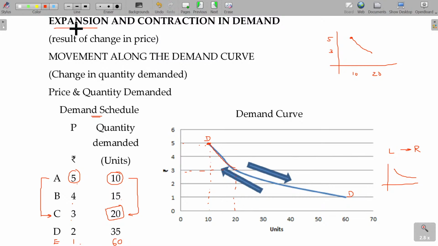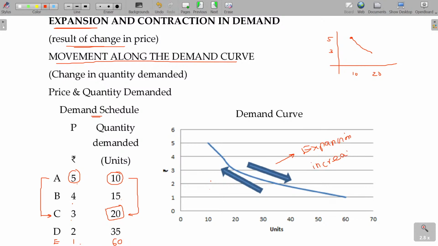So expansion in demand is due to a change in price, and the movement happens along the demand curve. If the curve shows this way, then it is called expansion. Expansion is otherwise named as increase in demand or increase in quantity demanded.